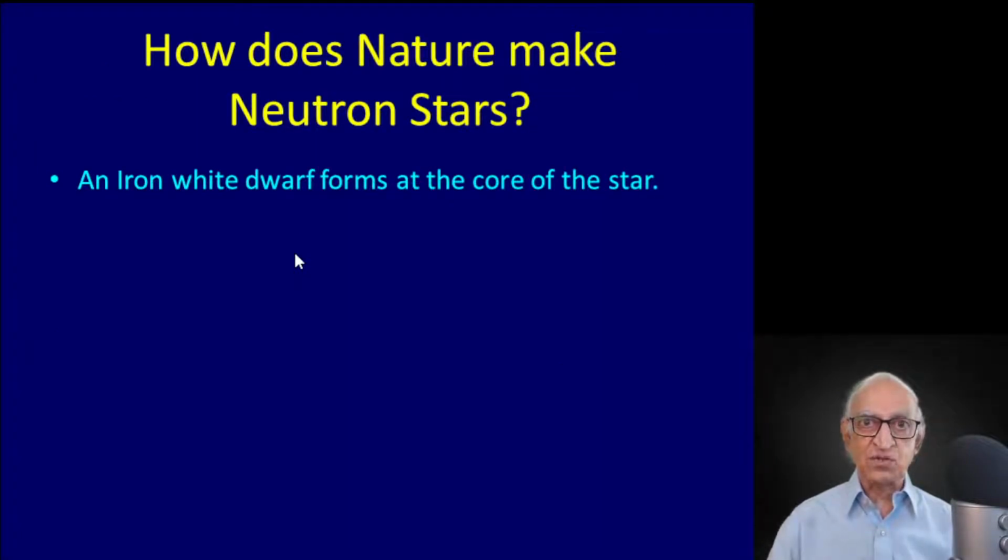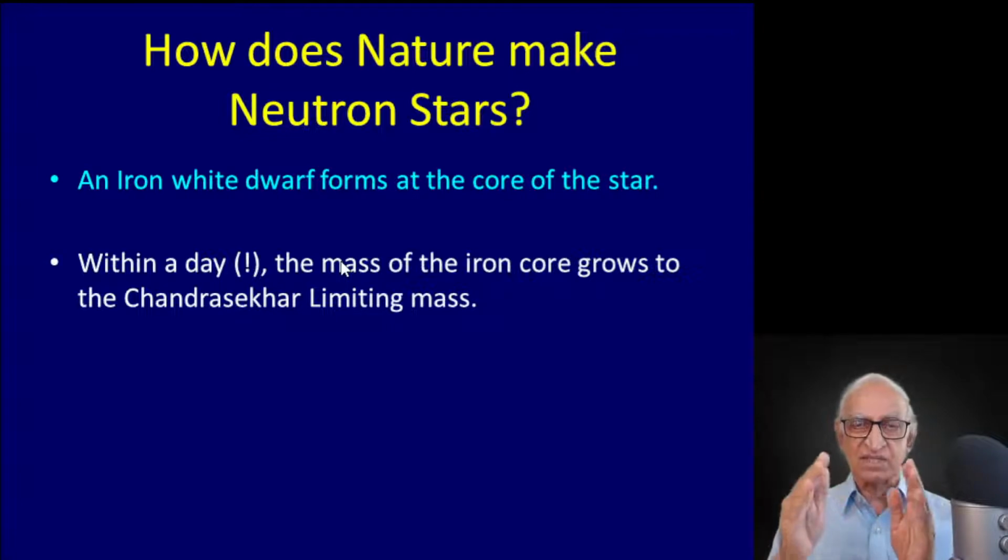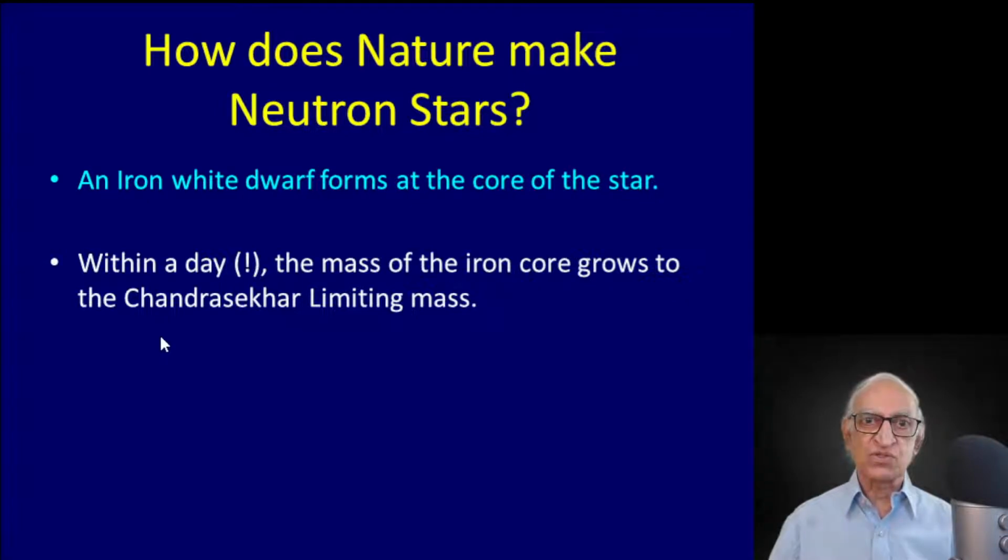So, an iron white dwarf forms at the center of a massive star. Within a few hours, 8 or 10 hours, remember this stellar drama has been going on for about 10 million years, but the final act will only last a couple of few hours, 8 or 10 hours. The mass of the iron core grows because more and more silicon fuses to form iron, and eventually the iron core grows to the mass of 1.4 times the mass of the Sun, which is the Chandrasekhar limiting mass for a degenerate star supported by electron degeneracy pressure.